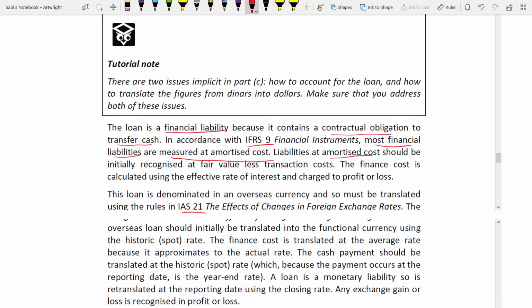Liabilities at amortized cost should be initially recognized at fair value less transaction cost. Less transaction cost, this is a liability. If it's an asset, it's a different thing. So the finance cost is calculated how? Using the effective rate of interest and charged to P&L. It's an expense.